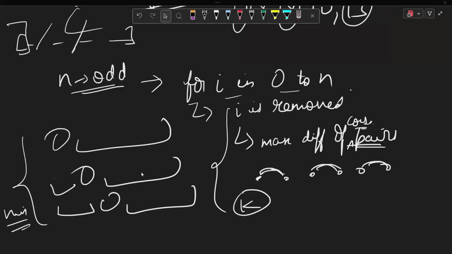For the odd case, one by one, I'll iterate to every element and say that this i is excluded.